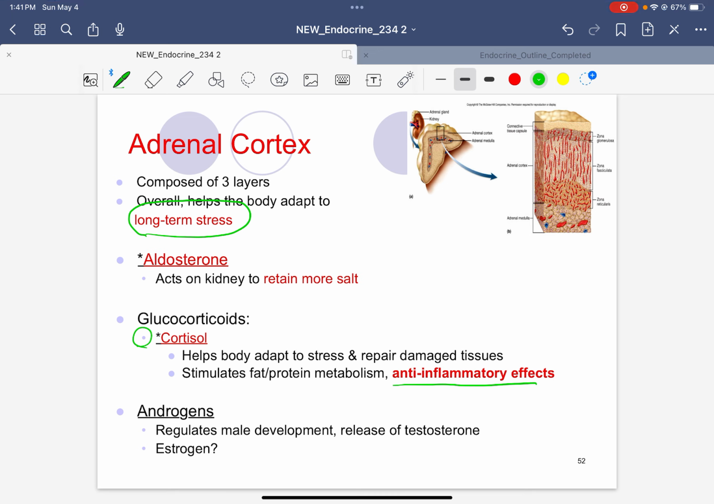And then we know aldosterone. Aldosterone is our salt-retaining hormone. You might be thinking, how can this deal with long-term response to stress? Because think about hydration and fluid balance, also blood pressure regulation. Sometimes we want to retain more salt. If we retain more salt, we're also going to retain more water. Water follows salt. So we can retain more water, maintain our fluid balance, maintain our hydration.